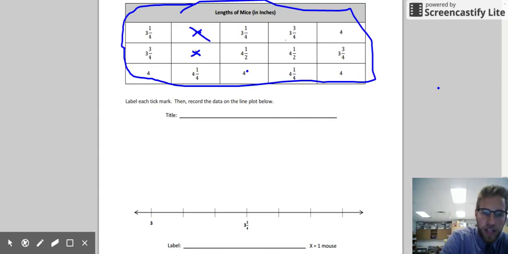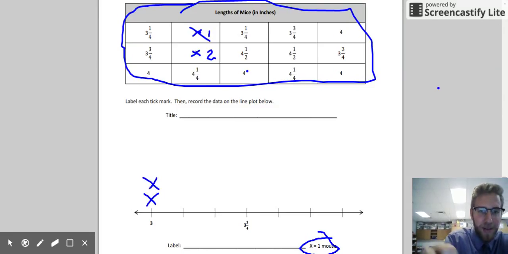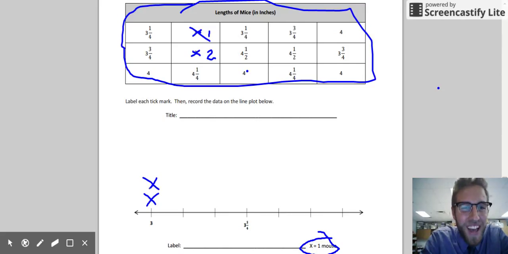And I'm looking here at my key down here. It says each X equals 1 mouse. So I've got 2 mice, 1, 2, that are 3 inches long. So 1 mouse and 2 mice. It's been a long day.